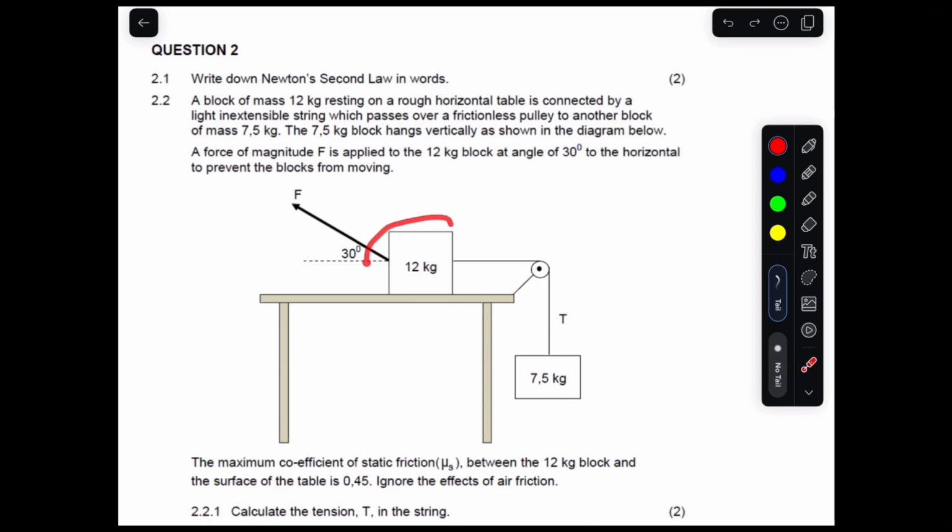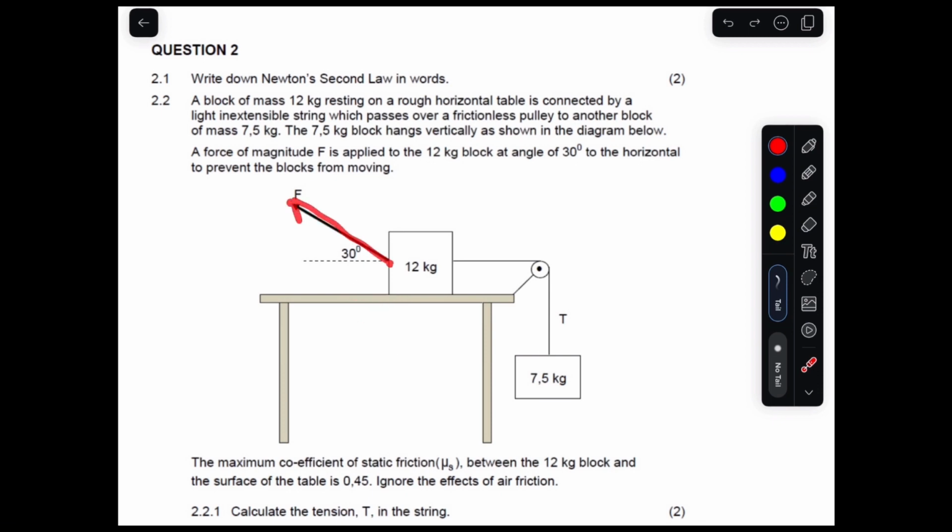for the system not to accelerate. So the system is stationary because of this force. Right, here are the things that are important, guys. So the system is not moving, but since it's kept by this force, there will be a frictional force in this direction. We call that a static frictional force.